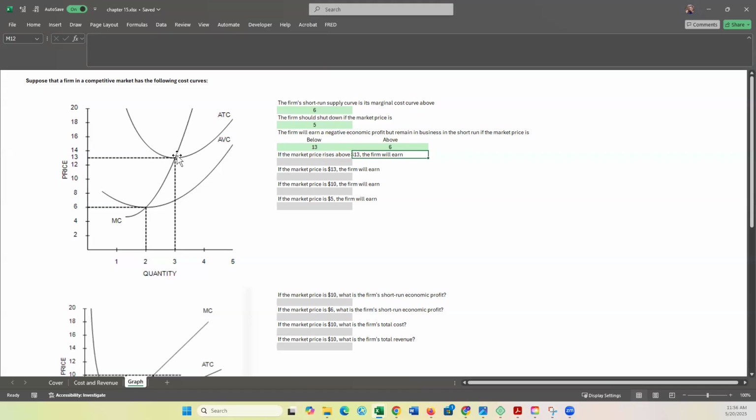At 13, this is important. Why I say below: at 13, we're not losing money. We have a zero economic profit. On average, it cost me 13 and I received 13. If the market price rises above 13, the firm will earn economic profit.